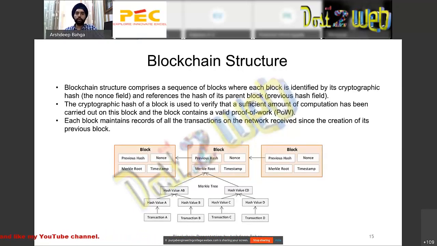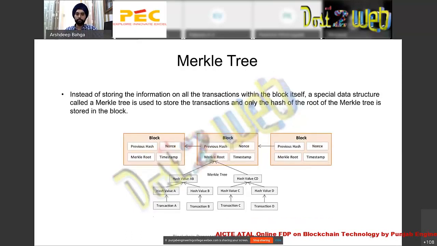Instead of storing all the transactions within the block itself, we use a special data structure called a Merkle tree. Because if we store all the transactions within the block, it will become very bulky, and as the blockchain grows, the whole blockchain will become very bulky. So instead of storing the entire transactions, we store only the root hash of the Merkle tree.